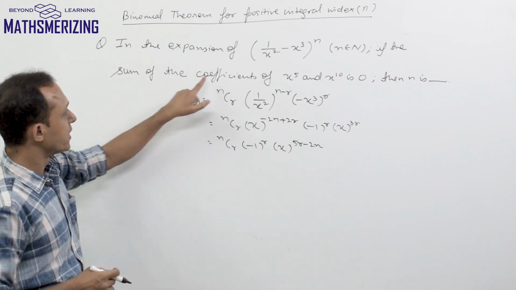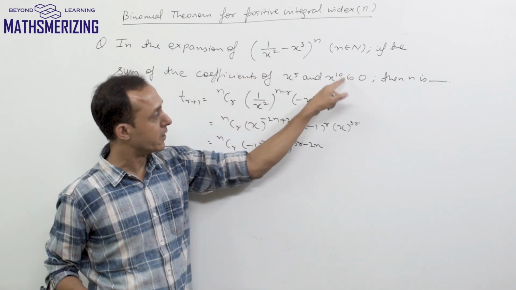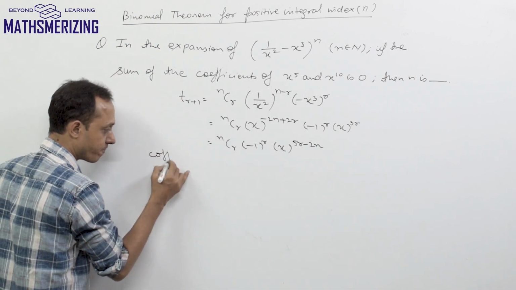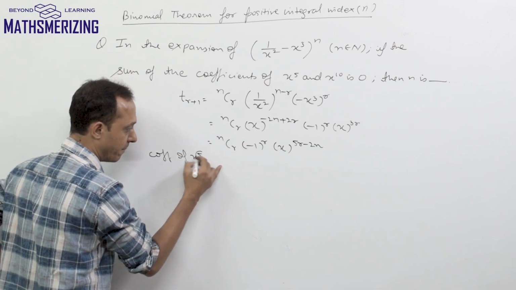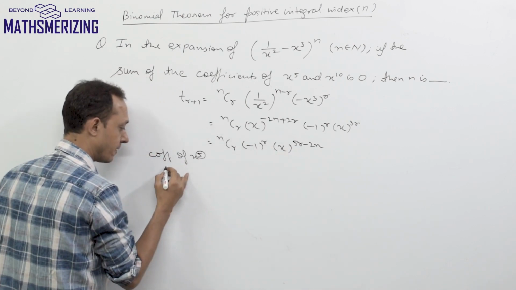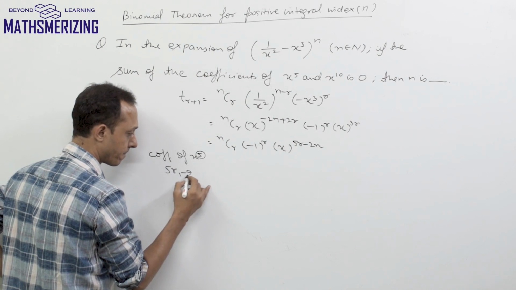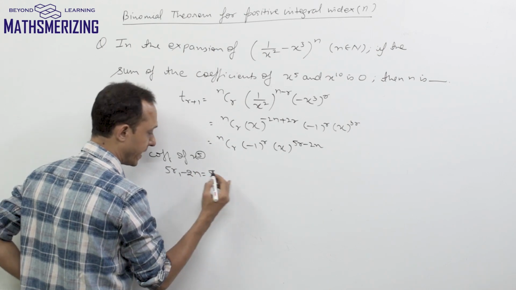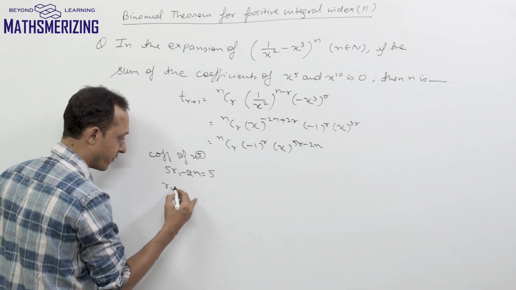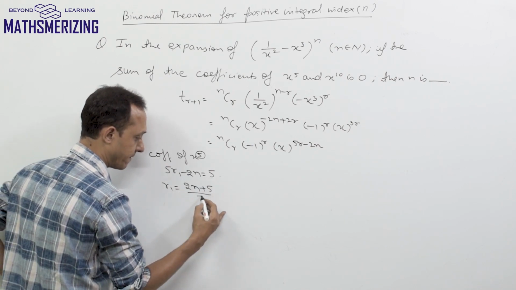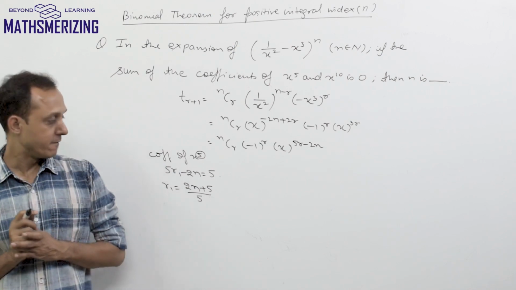Now I need to find the coefficient of x to the power 5 and also the coefficient of x to the power 10. Now for the coefficient of x to the power 5, I'll compare the index with 5, and suppose I'll say it is r1. So 5r1 minus 2n should be 5. So in this case, the value of r1 which I'll get is (2n plus 5) by 5.